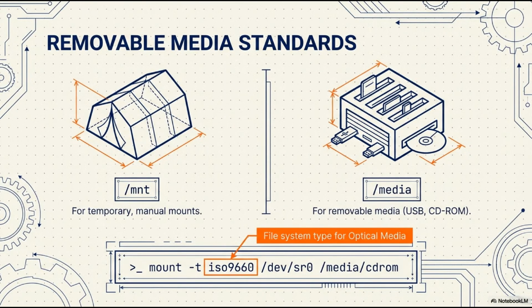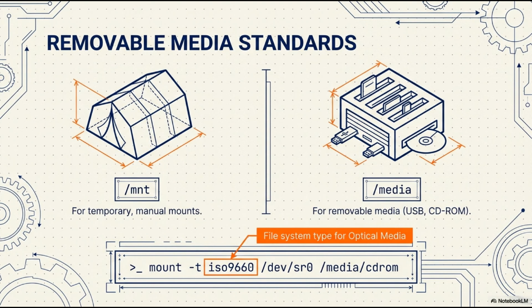Why do you have to specify that? Doesn't Linux just figure it out? Usually, yeah. Modern Linux is pretty good at guessing. But optical media is really old tech. Sometimes you have to be explicit and tell the bridge builder, hey, the material coming across this bridge is iso9660. You just make sure the data is read correctly.